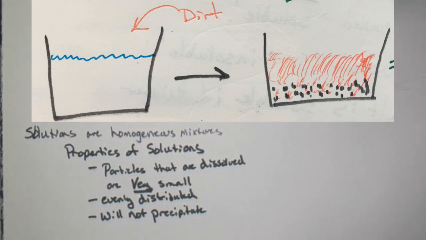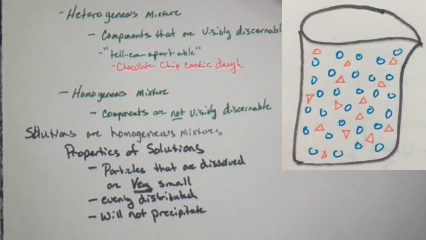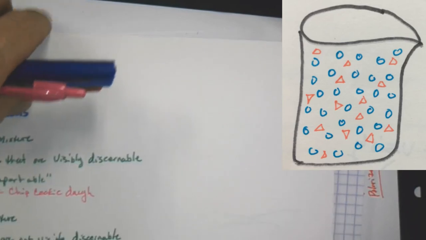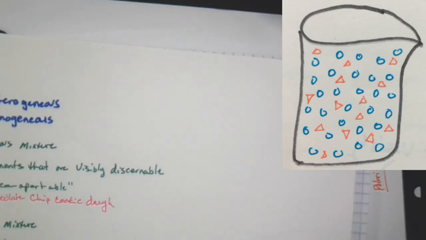All right, so we've got this. I want you to take a look at this drawing and tell me which of these particles is the most abundant. Okay, the blue. There's more of the blue than the orange, right? Because that is the most abundant.